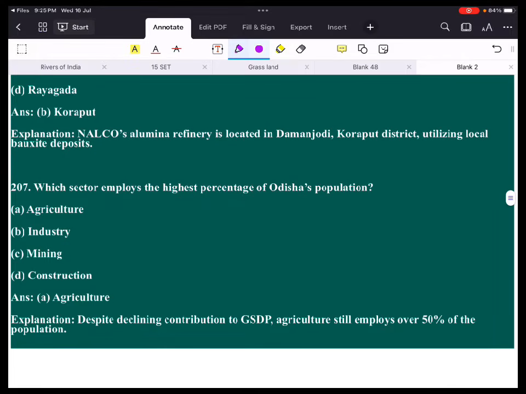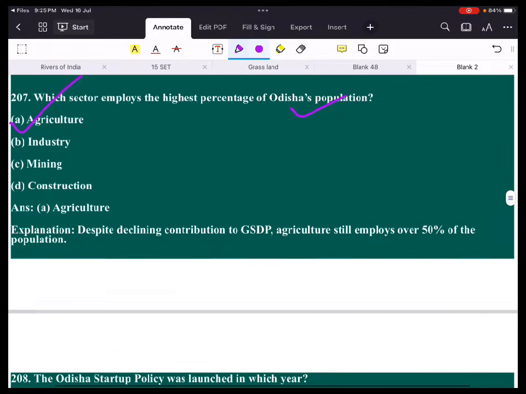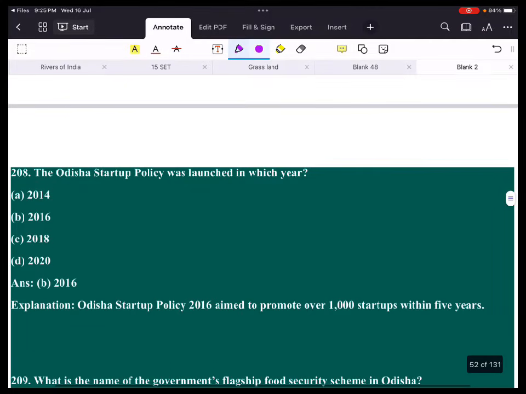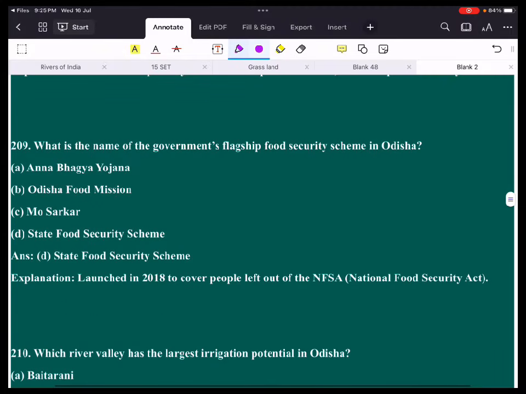Which sector employ the highest percentage of Odisha's population? That is option A, agriculture. Odisha's startup policy was launched in which year? In year 2016, option B. What is the name of government flagship food security scheme in Odisha? That is State Food Security Scheme, option D. Launched in 2018 to cover people left out of National Food Security Act.